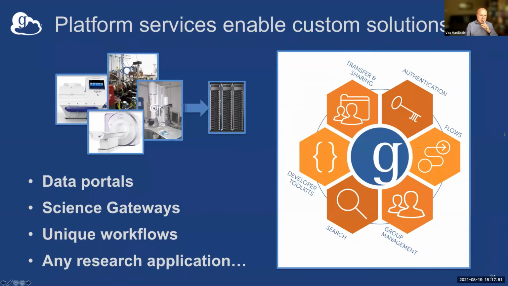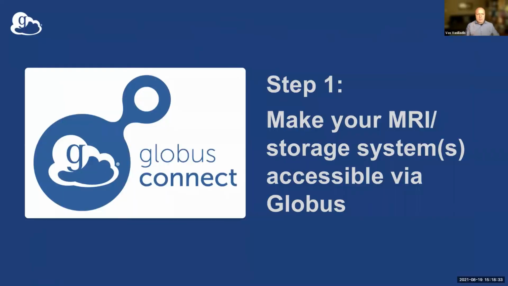We also have all these other services that I mentioned around creating search indexes and flows and so on. These are also available to you in the form of APIs that you can integrate into other applications. So you may already have something that's been built specifically for your experiment or for your research area, some existing tooling. These are standard REST type APIs that you can use to add these capabilities into your systems, or build something from scratch. And we also have a number of examples of how people have done that. But again, the first step is to make your system accessible via Globus using Globus Connect.